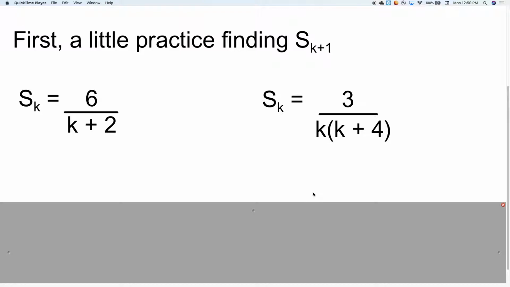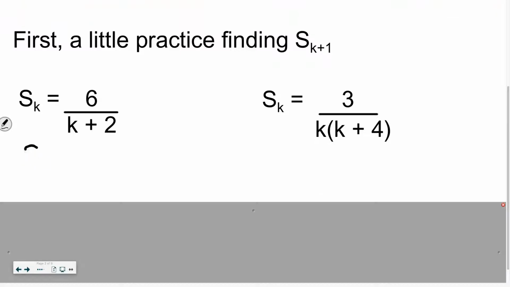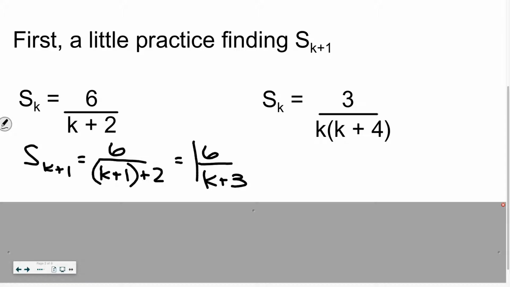So what if I'm asking you to do S sub k plus 1? Plug it in, right? Nothing is different, nothing changes. I'm just going to plug in k plus 1 where I see k. And in this instance, k plus 1 plus 2 is really k plus 3. So S sub k is 6 over k plus 2. S sub k plus 1 is 6 over k plus 3.